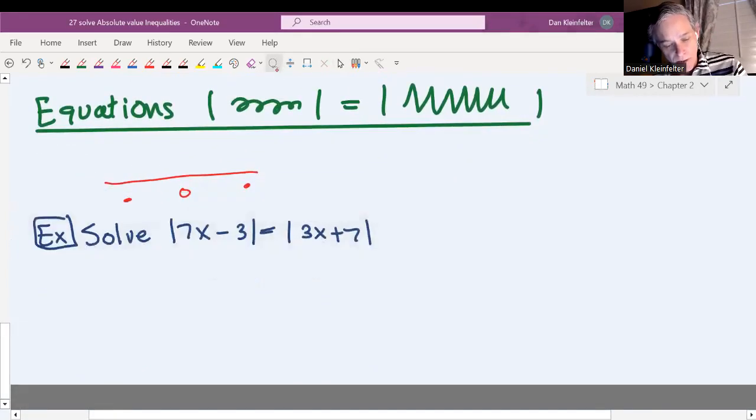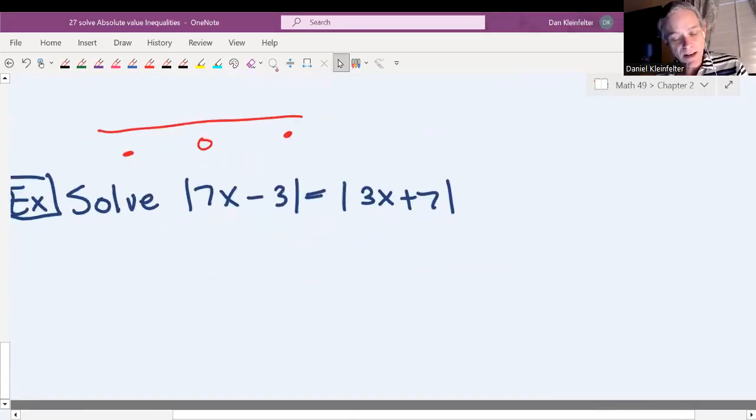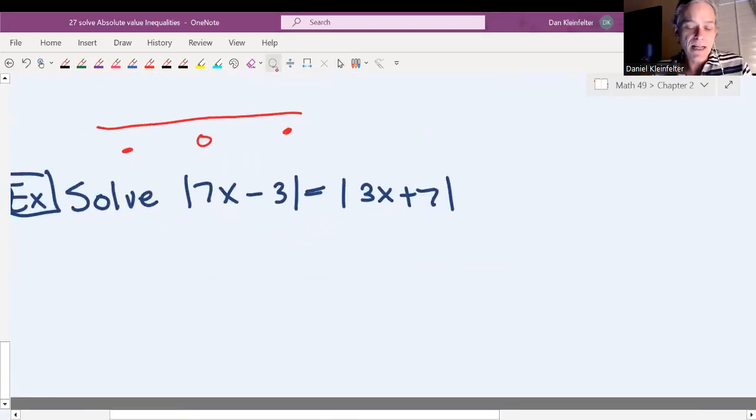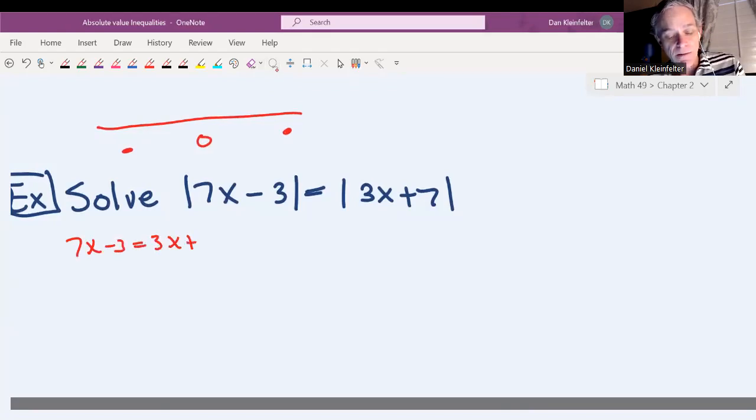So let's try this one. So we have 7x minus 3 in absolute value is equal to the absolute value of 3x plus 7. So it could be that 7x minus 3 is equal to 3x plus 7. If they were equal to each other, then their distance from 0 would sure be the same. Or it could be this.